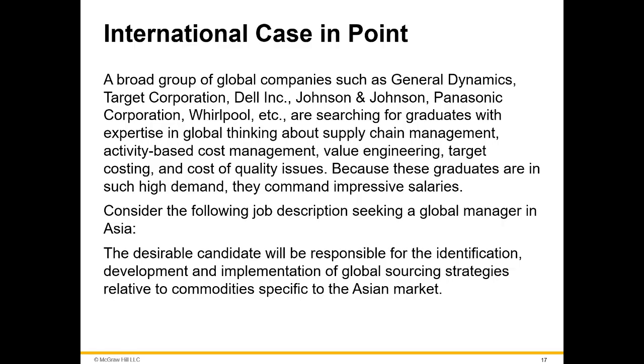So as an international case in point, a broad group of global companies, General Dynamics, Target, Dell, Whirlpool, etc., are searching for graduates in global thinking about supply chain management. But note the activity-based cost management, which is exactly what we're talking about. Value engineering, where value is created, divvying up between value added and non-value added activities. And so we can see what this looks like and why it's important.